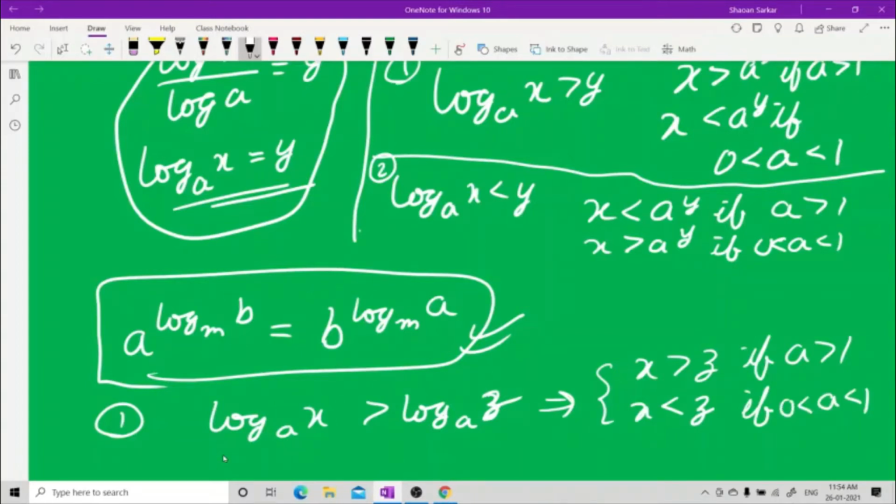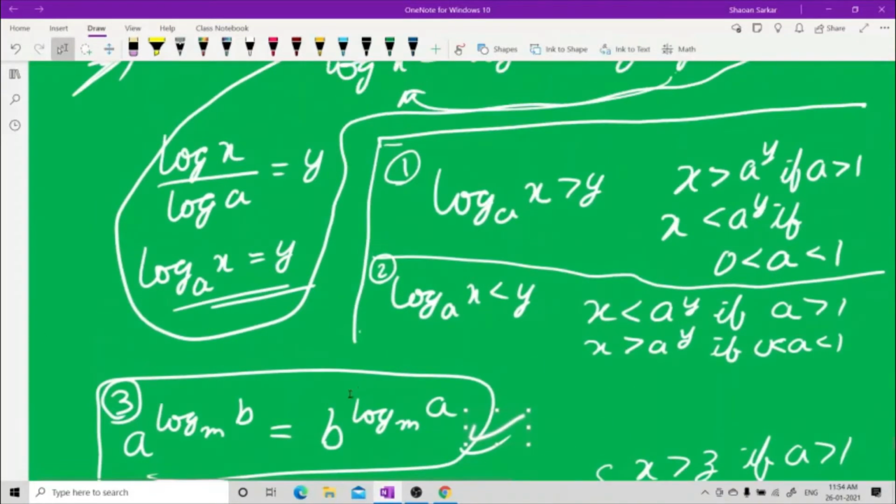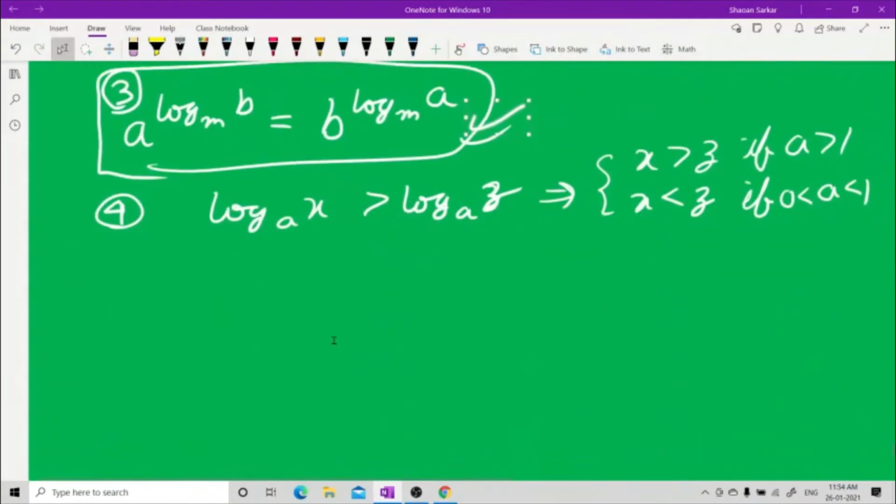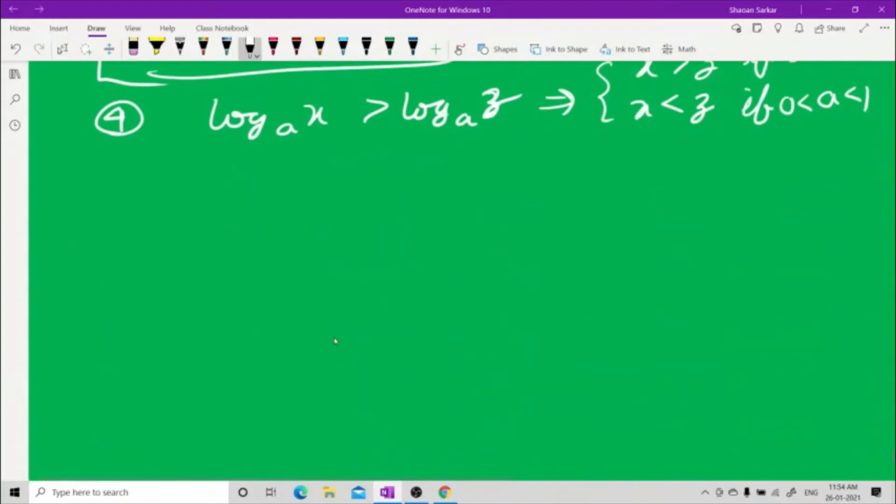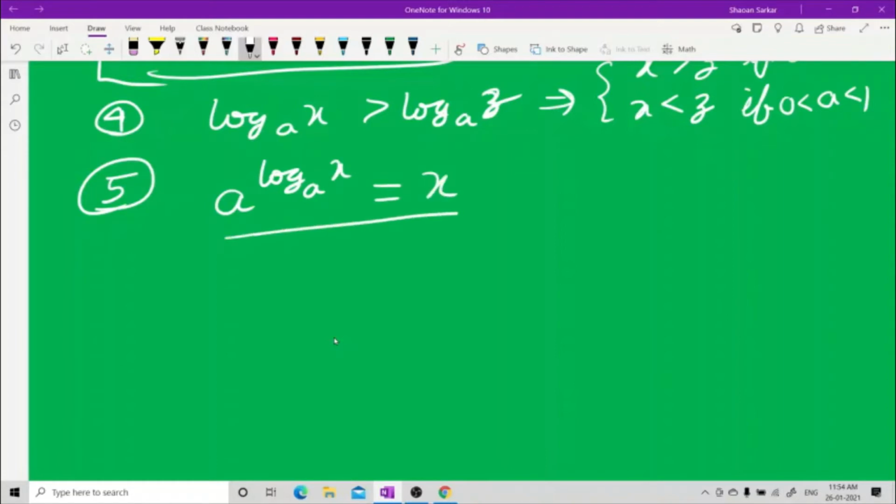Now one more property I'll tell you. Make this one third, a very important one. Make this one fourth, and let's go for the next one. Yes, we will go for the fifth one. Now the fifth one is a to the power of log base a of x. It will give me x. This is another one. Keep these properties in your mind.